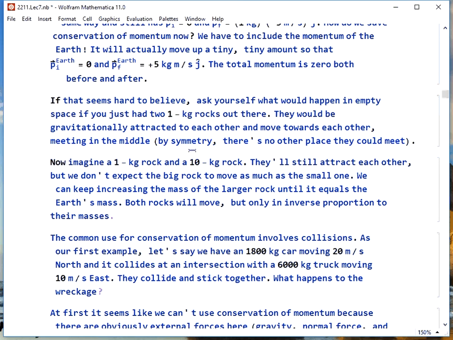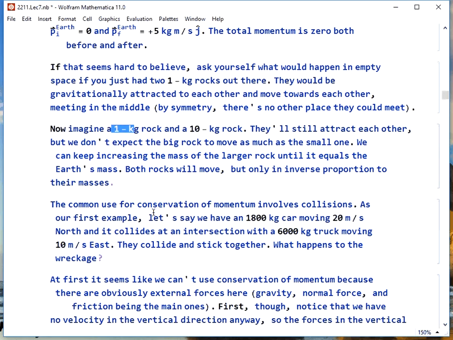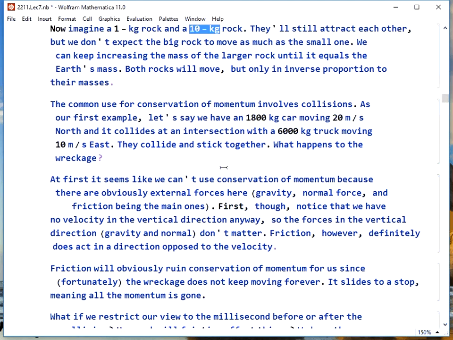What about 1 kilogram and 10 kilogram? Here we're going to see the big rock moves, but not as much as the little rock. They're going to move in inverse proportion to their masses. We can just keep making this 10 kilogram rock larger and larger, and eventually we've got the Earth.